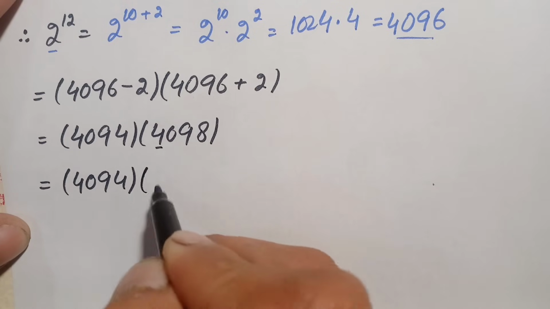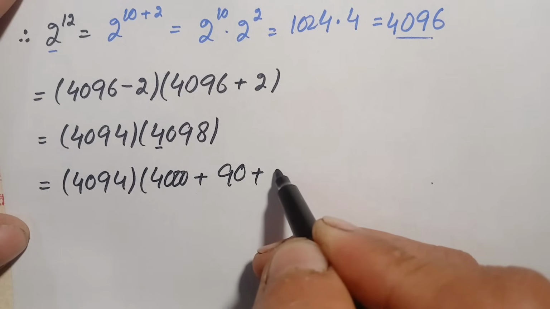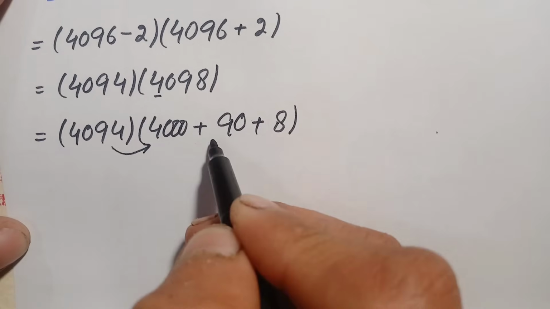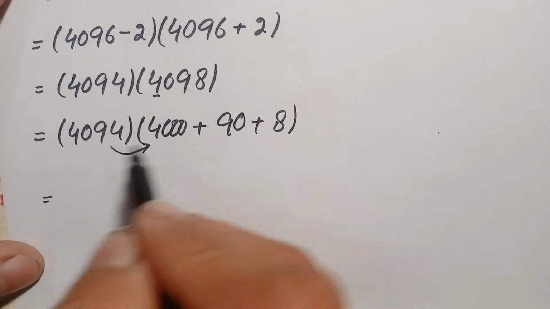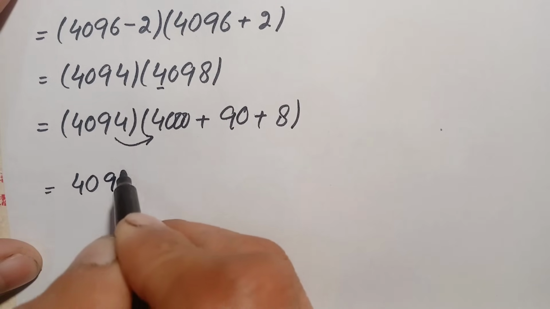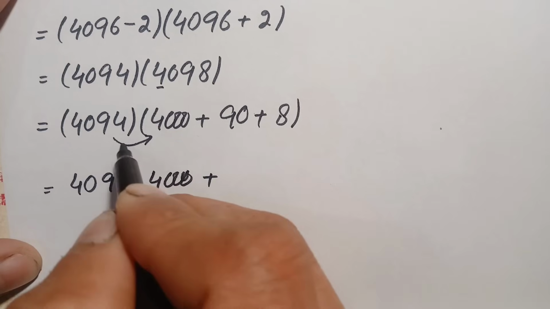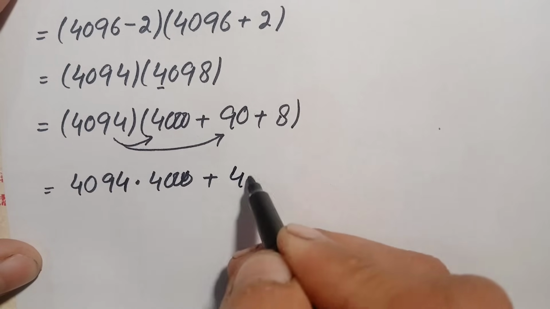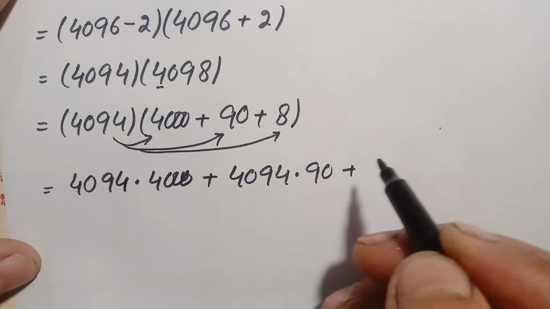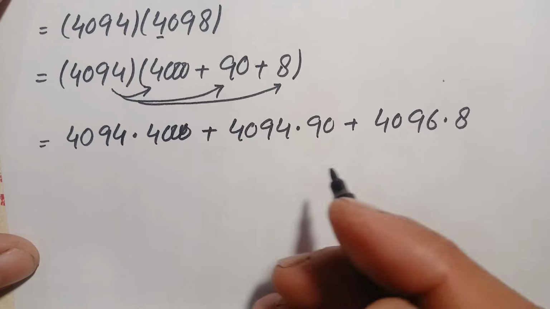So here the place value of 4 is 4000 plus the place value of 9 is 90 plus the place value of 8 is simply 8. And we multiply this number first with 4000, then with 90, and last with 8. So let's multiply this number with 4000. So it is very simple. 4094 times this will become 4000. Let's now multiply this number with 90. So again it is very simple. 4094 times 90. And last we multiply this with 8. So this will become 4096 times 8.